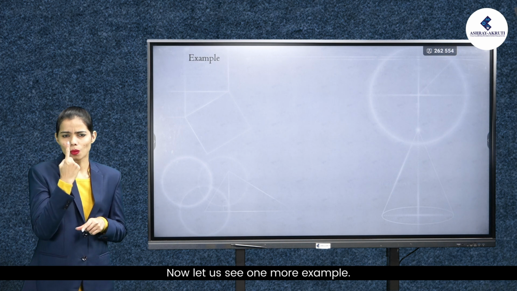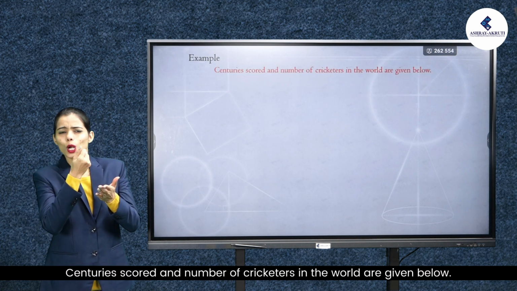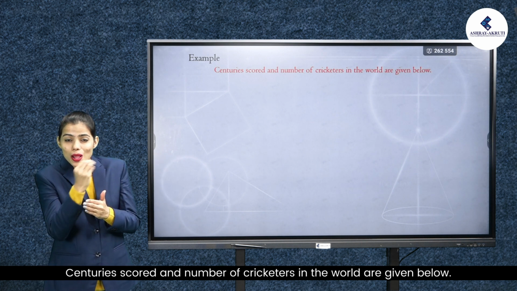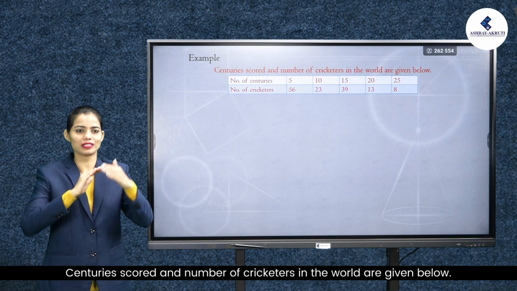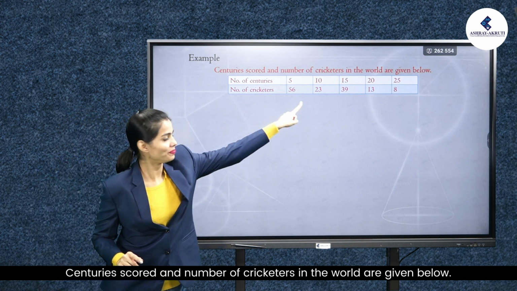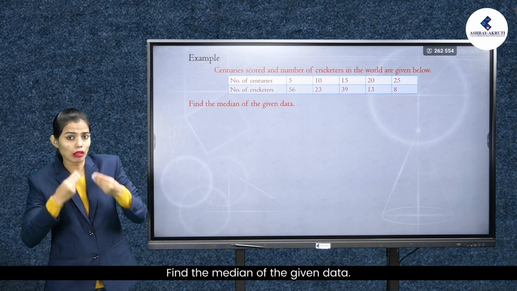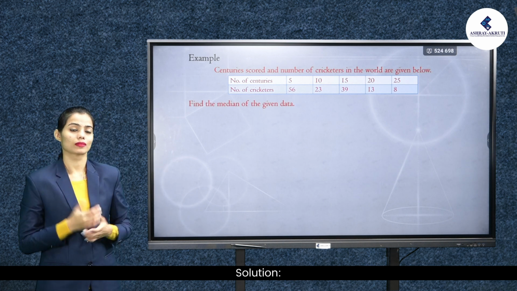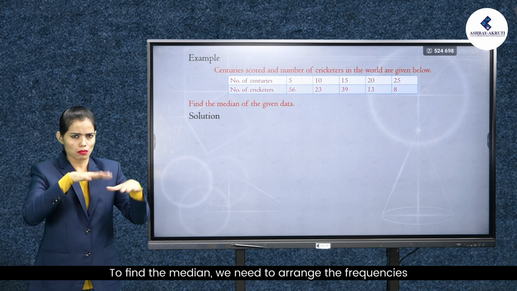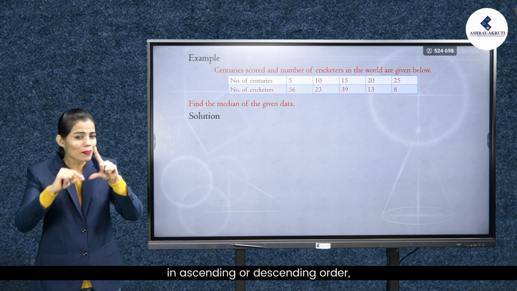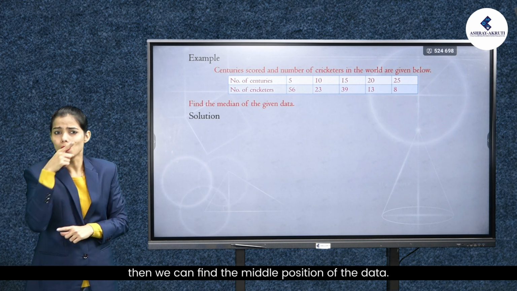Now let us see one more example. Centuries scored and number of cricketers in the world are given below. Find the median of the given data. Solution. To find the median, we need to arrange the frequencies in ascending or descending order, then we can find the middle position of the data.